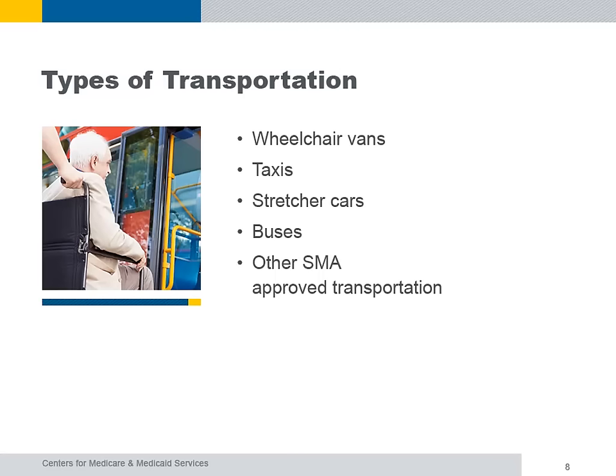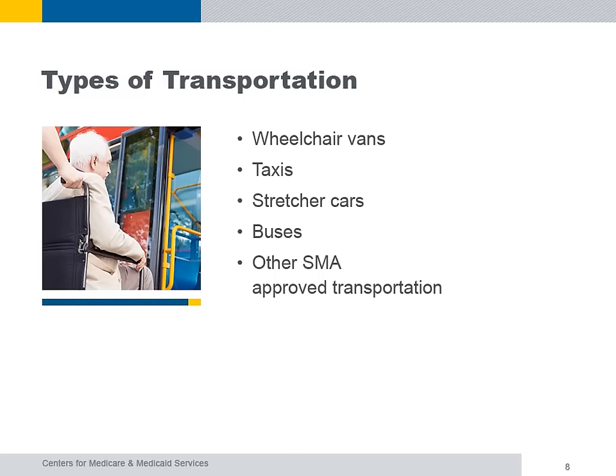While different states have different rules, in most locations, ambulances should be used only when other types of transportation vehicles are not medically possible or available. For example, an ambulance would be appropriate if a beneficiary is medically unable to sit upright for transport and a stretcher van is not available. States may favor cost-effective transportation alternatives, so if a bus is a reasonable option, they may preclude the use of a taxi.